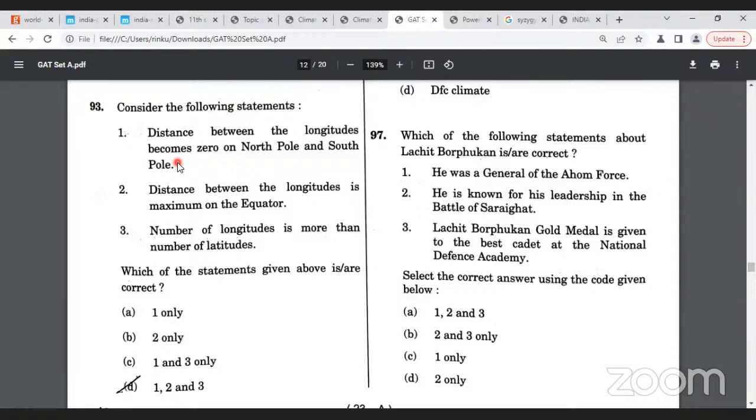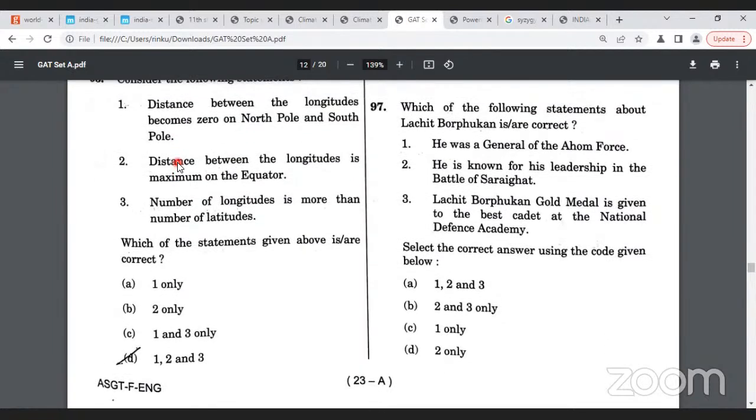The distance between the longitudes is maximum at the equator. That is also true. It is maximum at the equator and minimum at the poles. So the second statement also stands true. The number of longitudes is more than the number of latitudes. Now, how many longitudes do you have in one hemisphere? Around 180. How many on the other side? You consider two main longitudes: the prime meridian, which lies at 0 degrees, and the international dateline, which lies at 180 degrees.